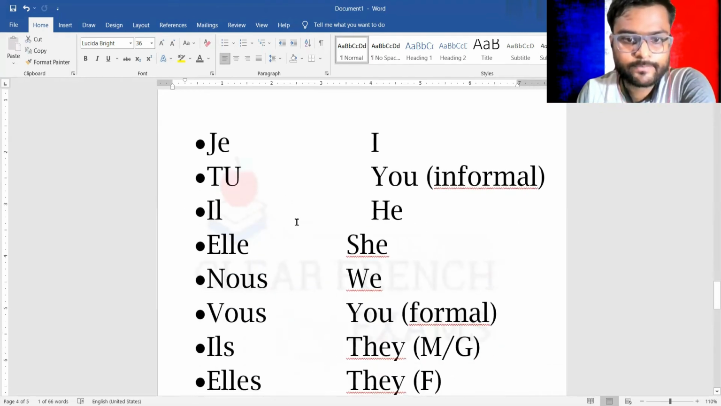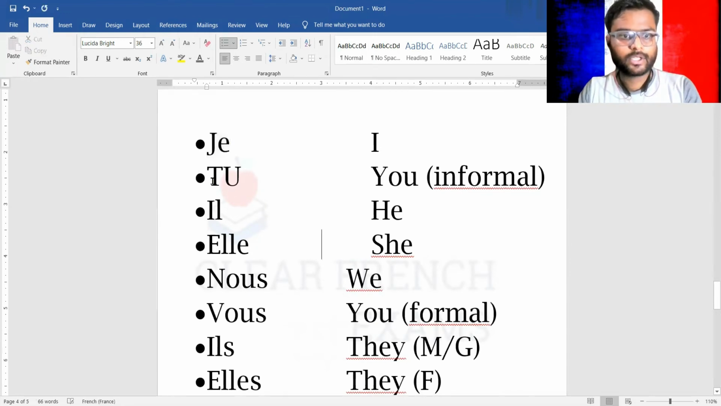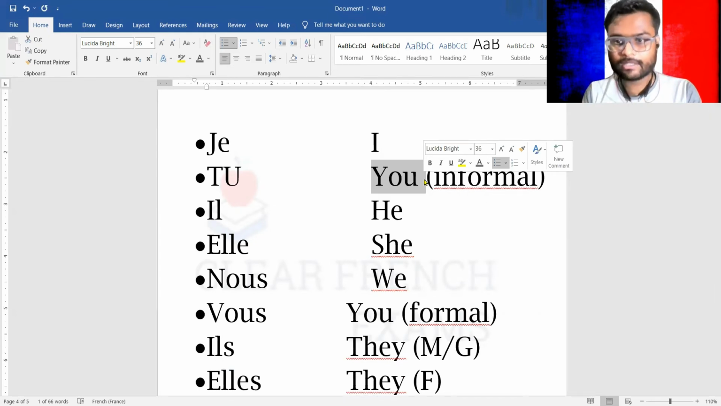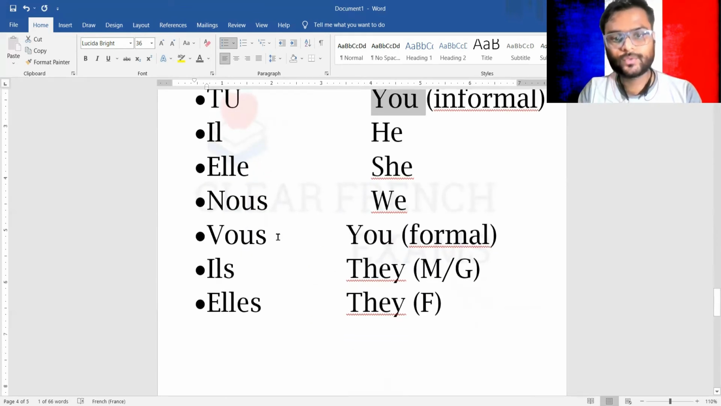Now what are subjects? Subjects are je means I, tu means you, but here tu is informal. Il is he, elle is she, nous is we, vous, you, but it's formal. See, tu here is you, but in an informal context. Like in Hindi we say tu pagal hai. So in this manner we will say tu es fou. Alright, got it? Vous, you, but formal.